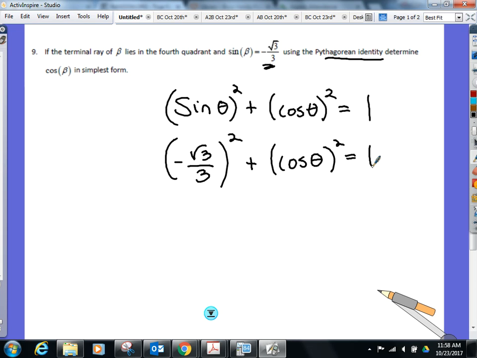Ethan, what do you got? Negative radical 3 over 3 squared. Okay, can I get that as a nice clean fraction, please? Because I'm not going to write all that. And it's negative. When you square a negative, you get a positive back. Yeah, you might want to put that in parentheses. So what do we end up getting?